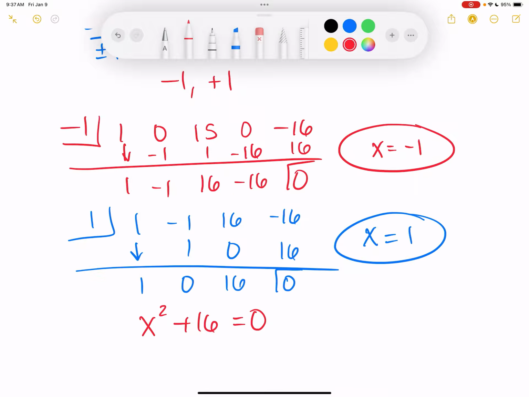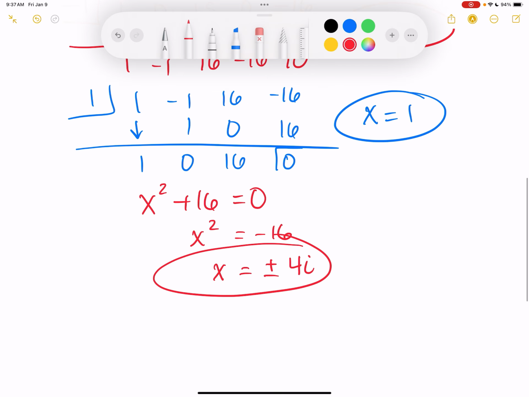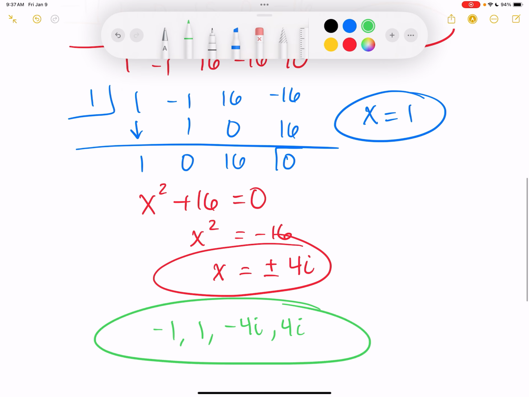This is the part now where we find the rest of the zeros. So subtract 16, so x squared equals -16. Take the square root of both sides. What happens when I do that? X equals plus or minus 4i. So these are my other two zeros. So finally, our zeros are -1, 1, -4i, and +4i. So those are all my zeros there.